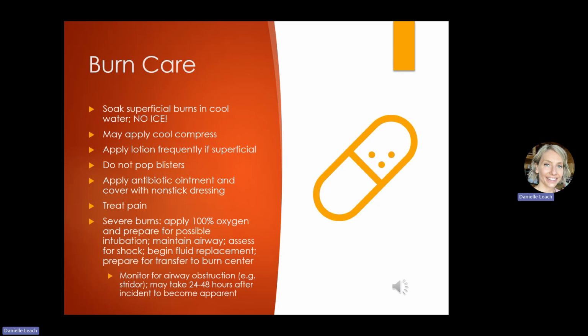If they are in some sort of fire situation, like a house fire, especially where there is smoke, we want to monitor for airway obstruction. This can be sort of delayed 24 to 48 hours after the actual incident. So even if they seem fine right after the incident, at least respiratory wise, we want to make sure we're still doing frequent monitoring of their respiratory status because airway obstruction can come about 24 to 48 hours later.